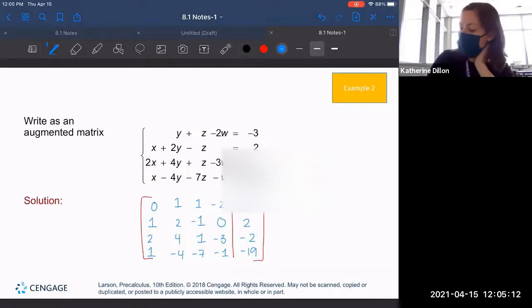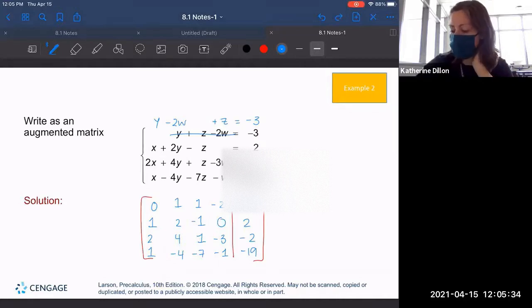Something to be aware of, if they gave you the equations with the variables in different orders, like if this top one, they gave you y minus 2w plus z equals -3, you need to rearrange all of the equations so you have all the x's in one column, the y's in one column, the z's in one column, and the w in one column. Because I wouldn't want to write 1 as a coefficient here because that's my x column. So don't just do it in the order it's given to you. Make sure you've got everything in alphabetical order first before you copy everything down.